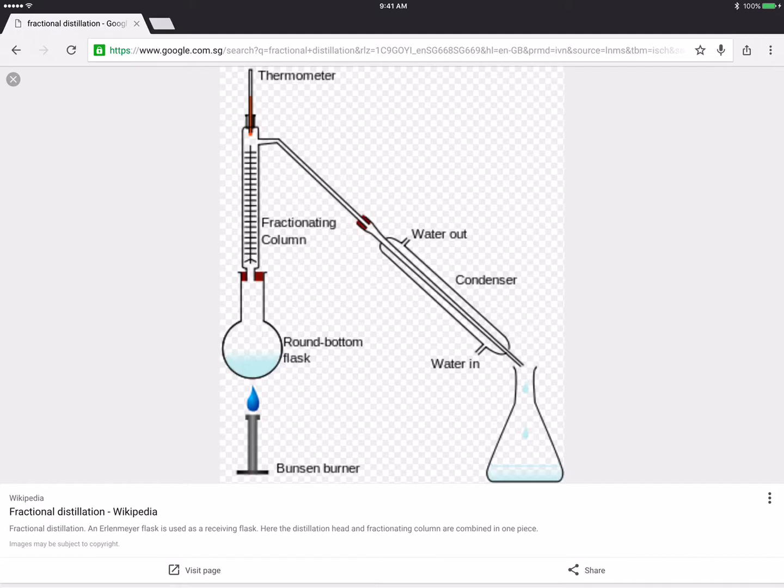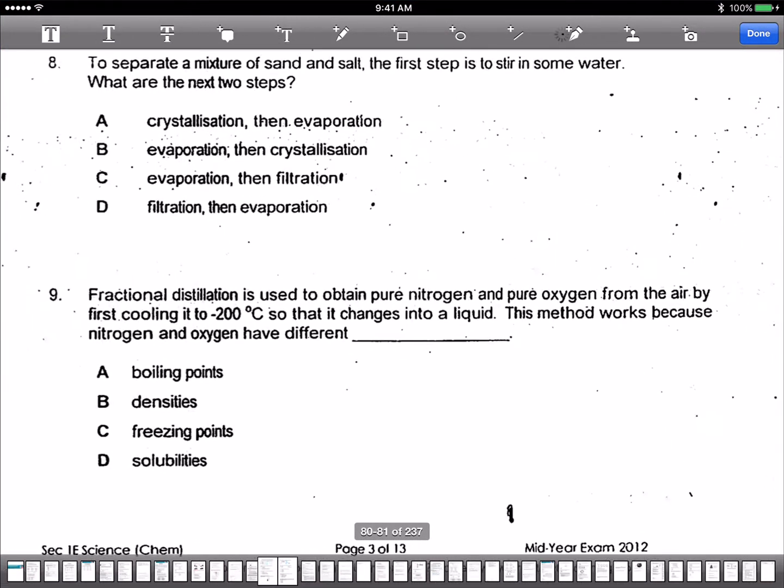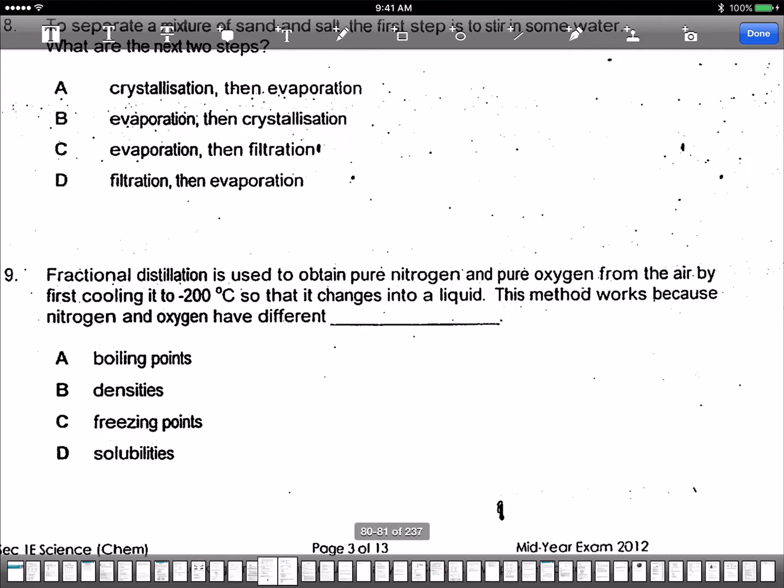Next. So this is fractional distillation. You want to obtain pure nitrogen and pure oxygen from the air by first cooling it. This method works because they have different boiling points. Okay, the answer is A. Different boiling points.